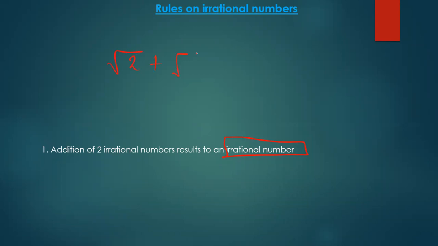So let's take a look at some of the rules of irrational numbers. When you add two irrational numbers, the answer that you get is always an irrational number. So let's say you get the root of 2 plus the root of 2. The answer that you're going to get will be 2 root 2, which is still an irrational number.